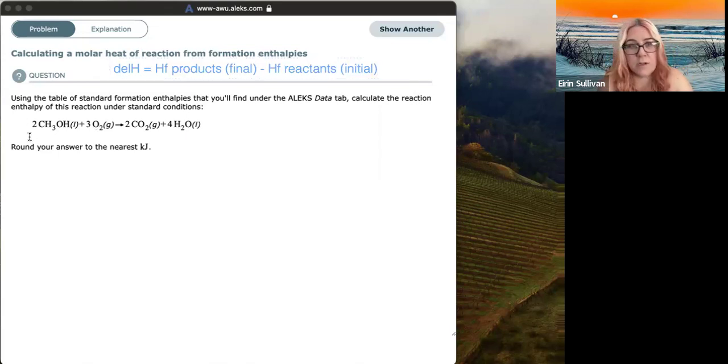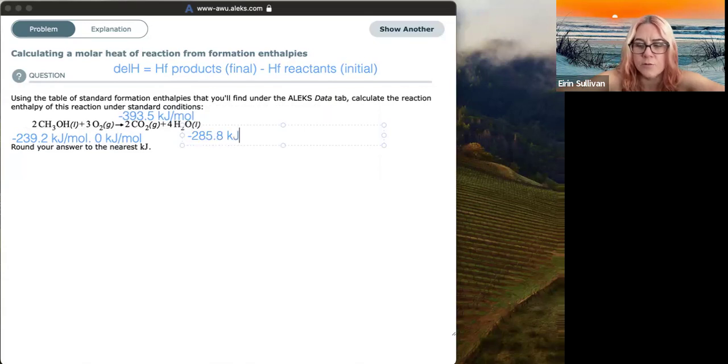So CH3OH in the liquid state, the standard enthalpy of formation is minus 239.2 kilojoules per mole, okay? So you can look these up, okay, in the ALEKS data tab. Oxygen is going to be 0 kilojoules per mole, just putting that out there, right? Carbon dioxide gas is minus 393.5 kilojoules per mole. And then water is minus 285.8 kilojoules per mole. Okay, so you've got to start off with the products first.